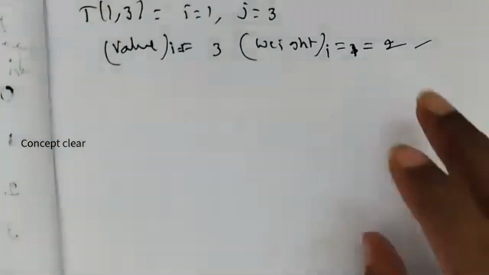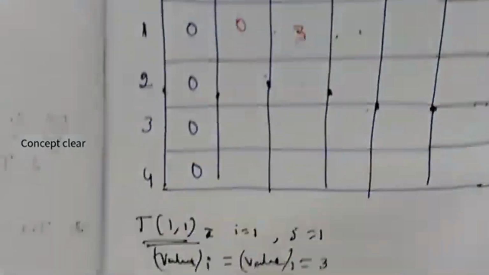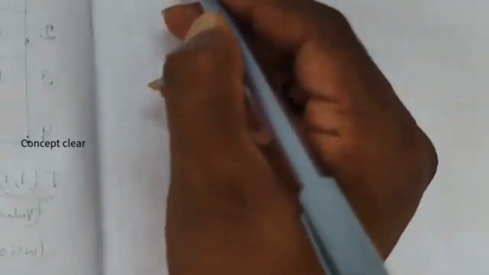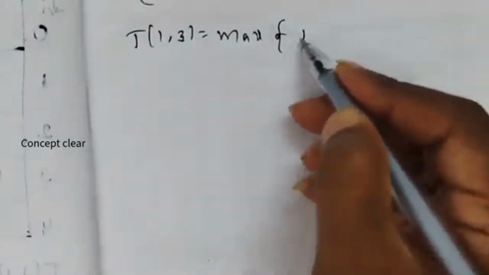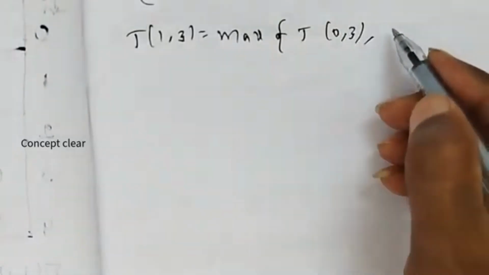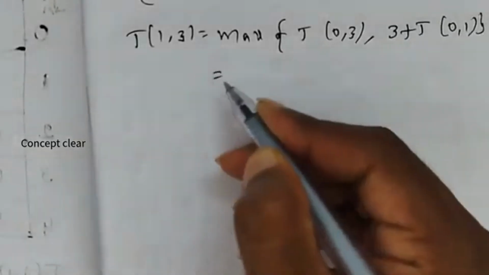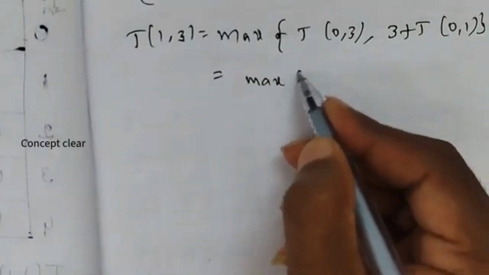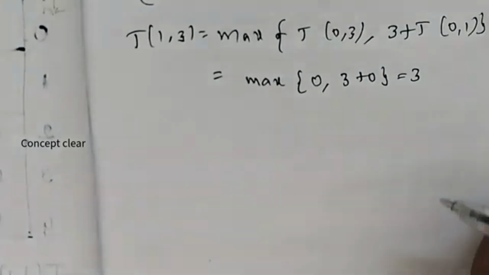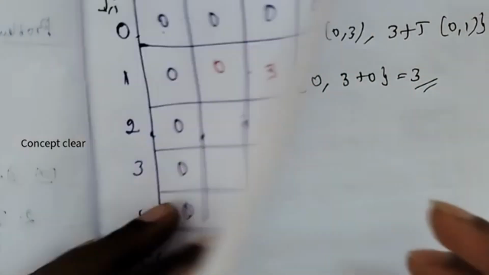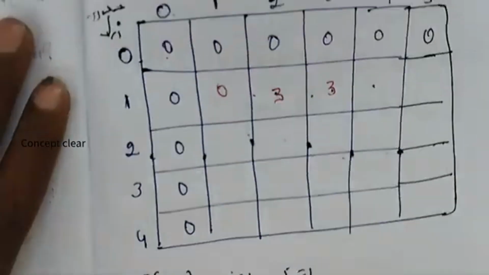Same, we implement these values to find T of 1 comma 3 in this equation. If you implement them, the final value T of 1 comma 3 equals max of T of 0 comma 3 comma 3 plus T of 0 comma 1. That is max of 0 comma 3 plus 0, which equals 3. Here we have to fill 3: T of 1 comma 3 is 3. And what about the next one? T of 1 comma 4.